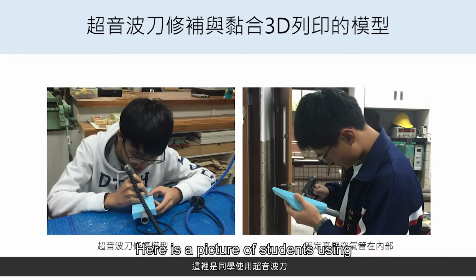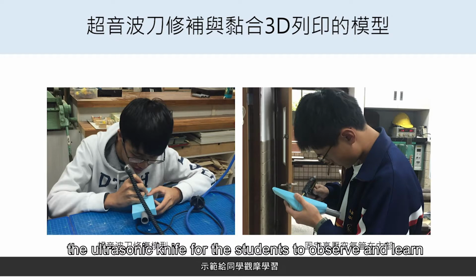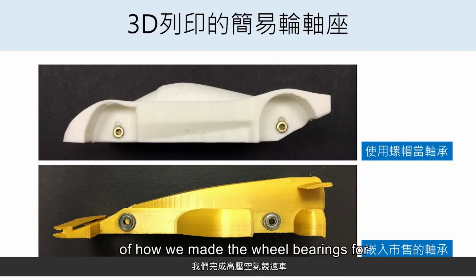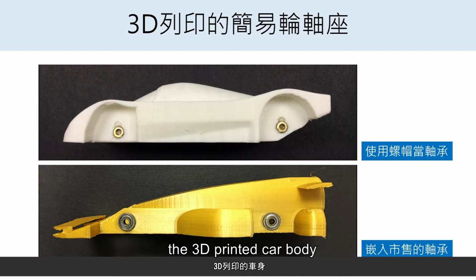Here is a picture of students using the ultrasonic knife to repair the 3D model. In the following operation demonstration, the teacher will also demonstrate how to use the ultrasonic knife for the students to observe and learn. Here are two pictures of how we made the wheel bearings for the 3D printed car body of our compressed air racing car.